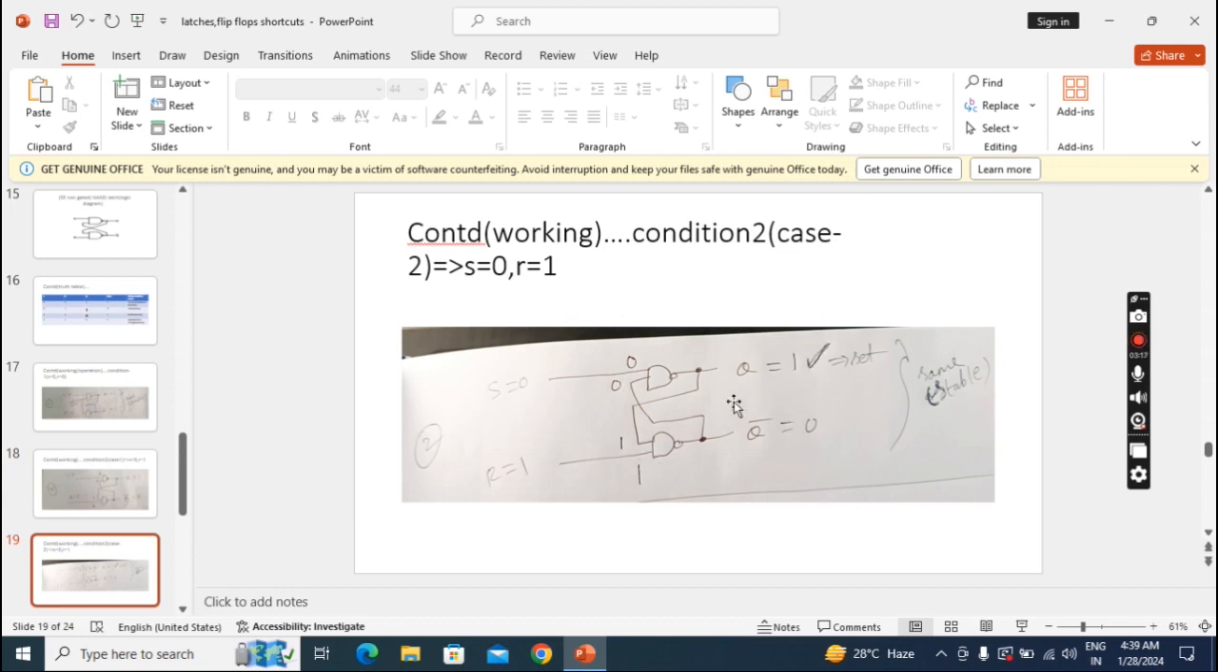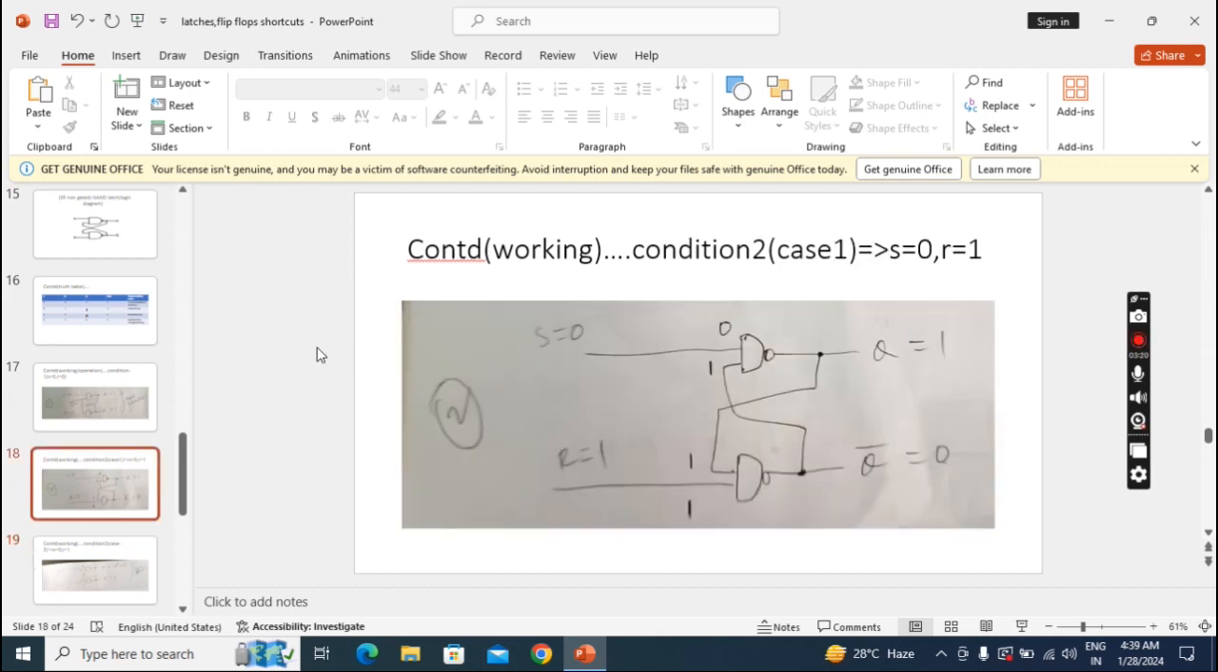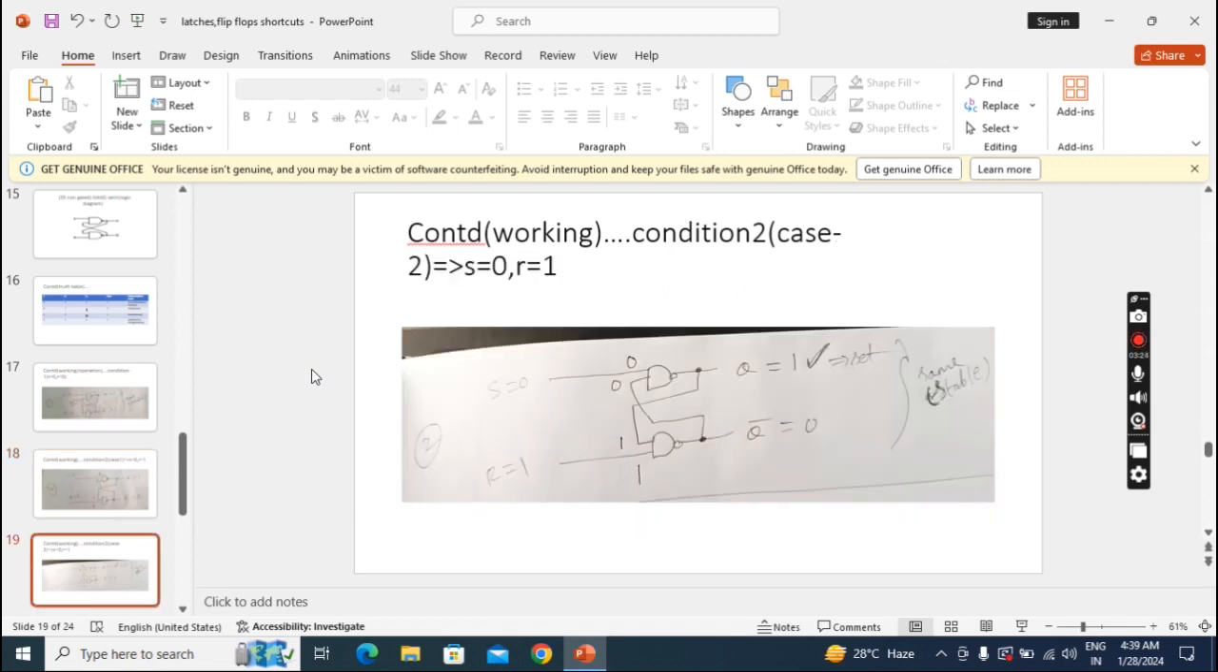So here we are getting Q1, Q bar 0. Previously what we got? Q1, Q bar 0. So this is the stable output. Now this output is the final output because this is the stable output. We have to take only the stable output in the truth table. And I told you, out of 2 outputs, we consider only 1 because this is just a complemented version. Both are the same only.